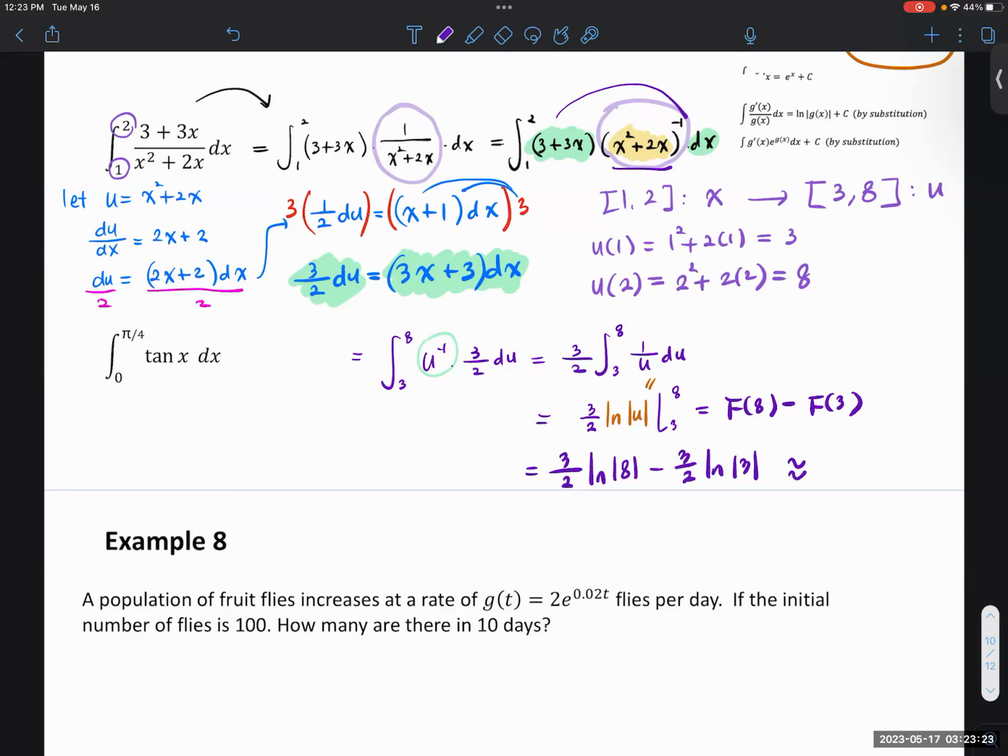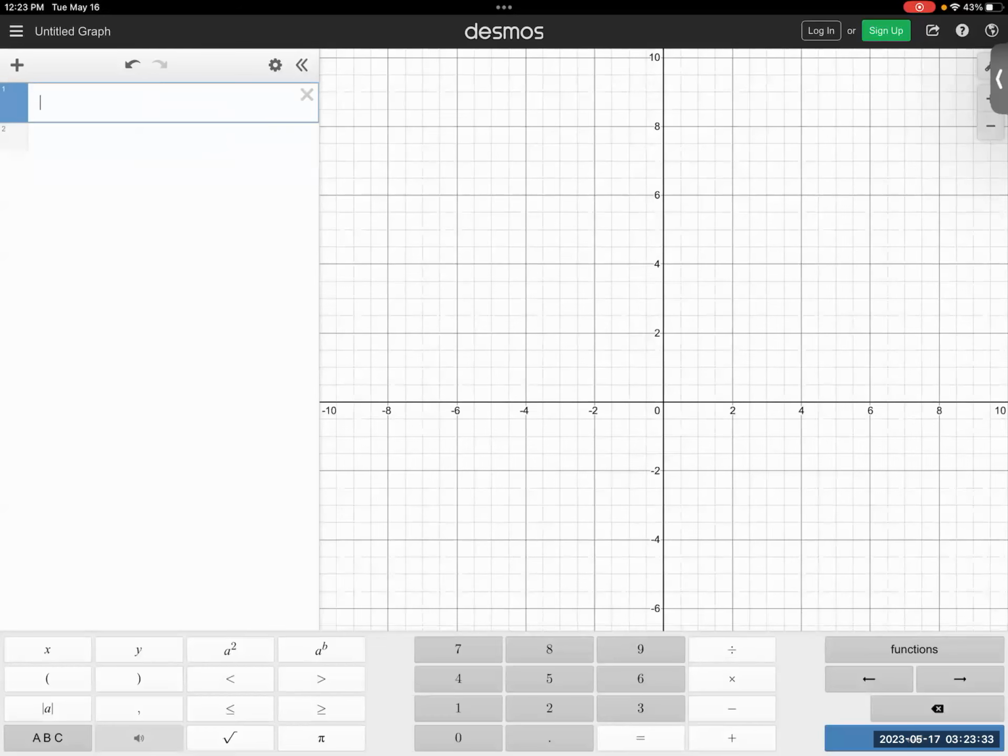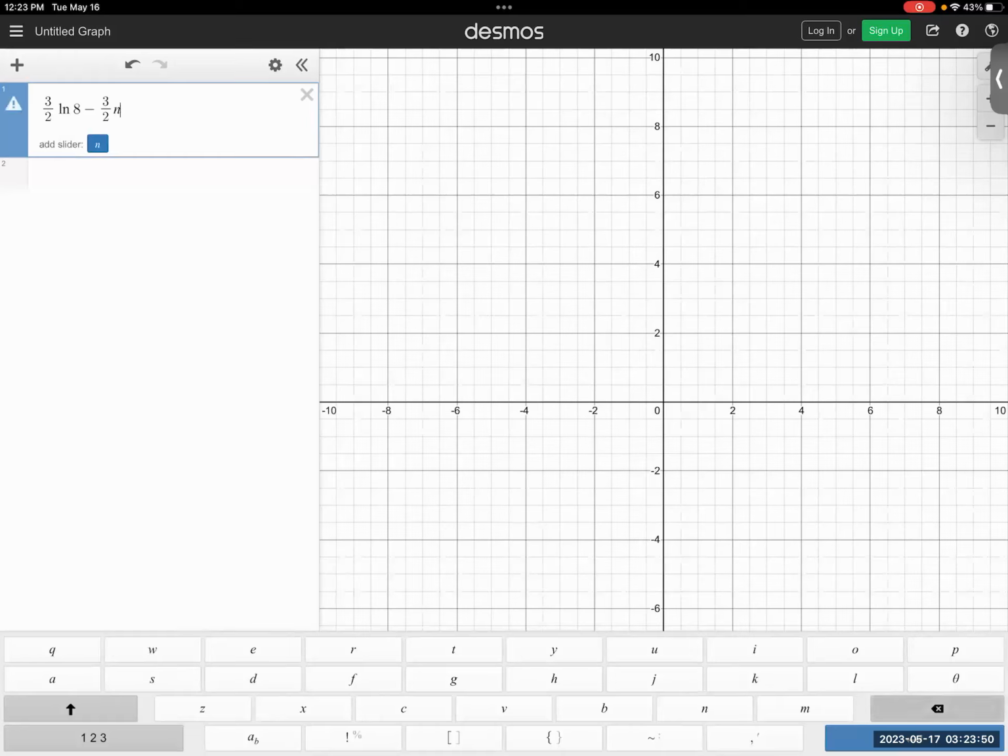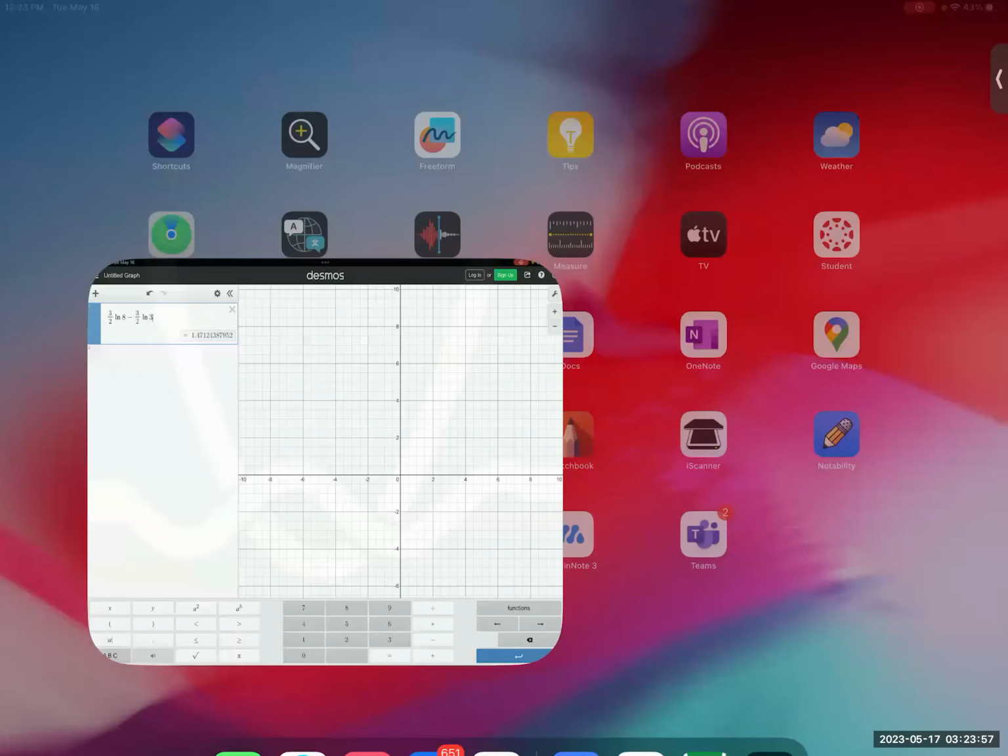So all you need, you're going to go to decimal. So this is now positive 8, positive 3. So let me go to decimal and type it. So we have 3 over 2 ln 8 minus 3 over 2 ln 3. So the answer is 1.47 approximately.